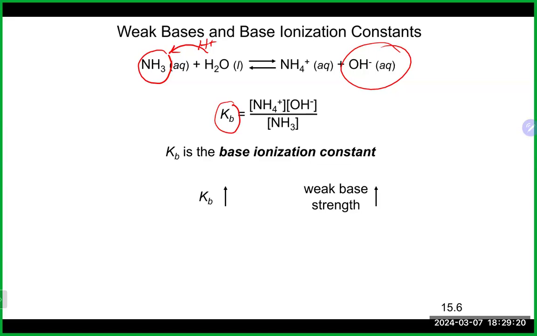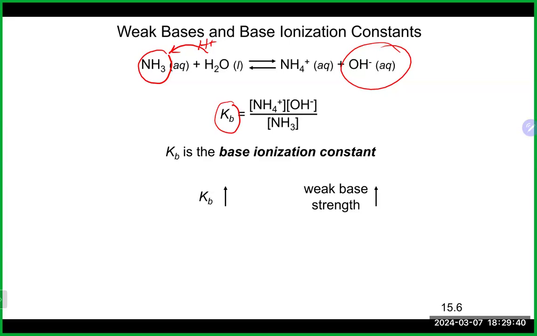And as we talked about the other day as well, pretty much your lithium, sodium, potassium, rubidium, calcium, strontium, barium, those guys with hydroxides are your strong bases for the most part. And again, if you definitely see that KB value, it's going to be a weak base.